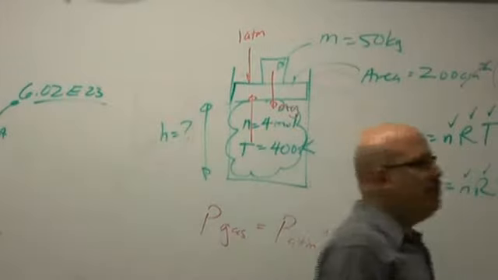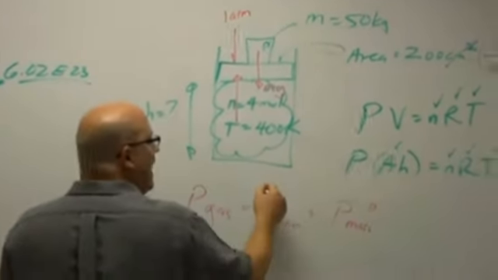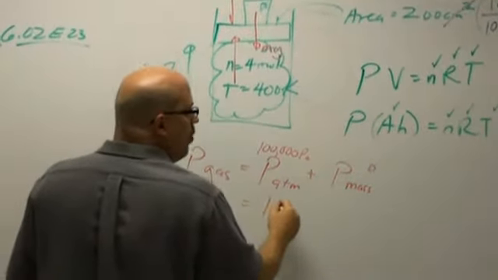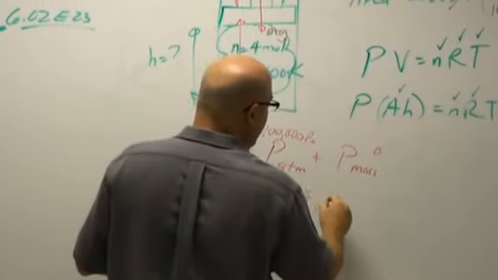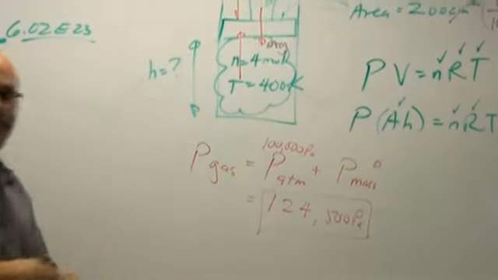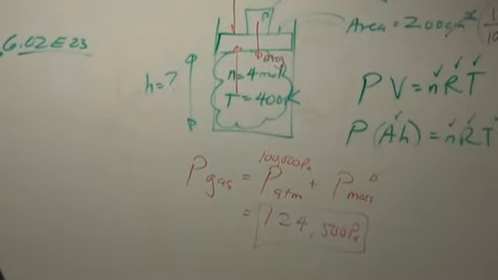Now we've already calculated the pressure from the mass, right? So all we have to do is add 100,000 pascals. So we get 124,500 pascals. See that? There you go. That's all you got to do. Just add the atmosphere on.